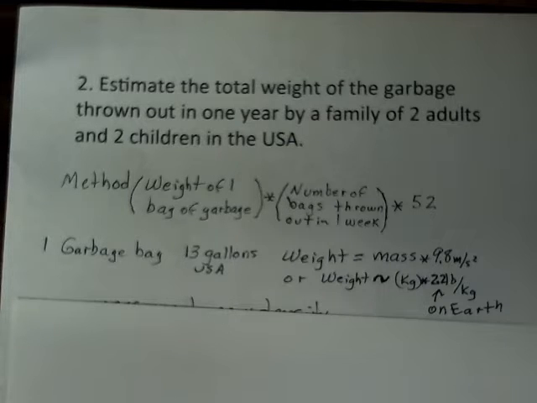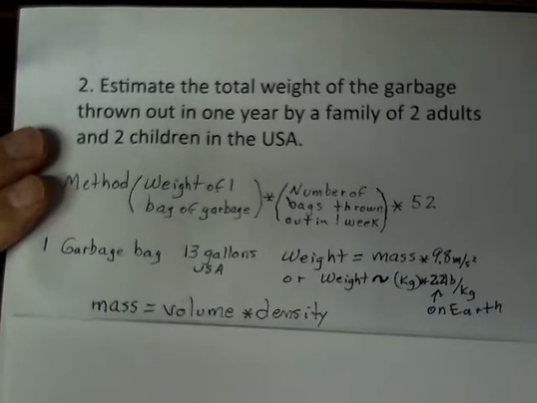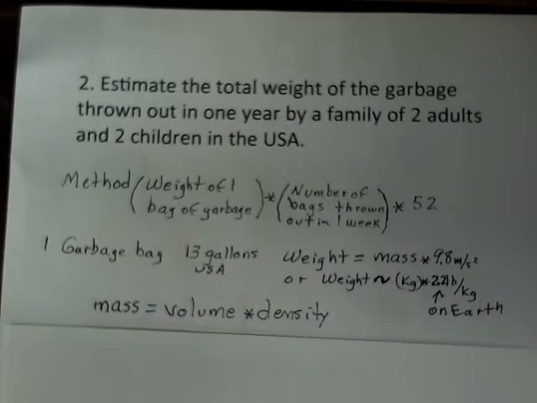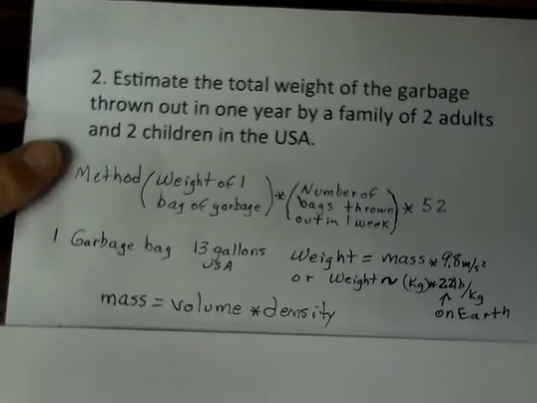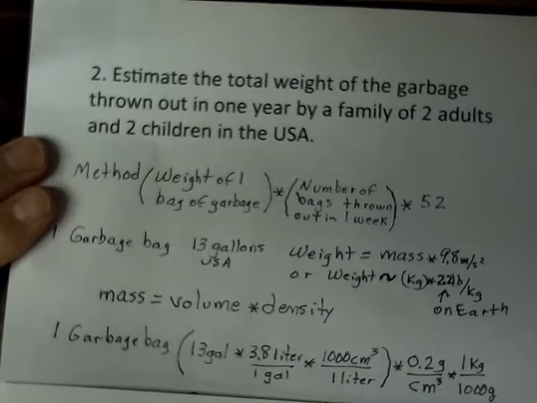And weight is mass times 9.8 meters per second squared. But I'm going to handle mass or weight in a little different way. On the Earth, if we can find the number of kilograms, we would multiply that by 2.2 pounds per kilogram, and that would give us the weight in pounds for the garbage. How would we get the mass? Well, to get the mass, the number of kilograms, we're going to take the volume times the density for this bag of garbage. So let's start working our way on that.